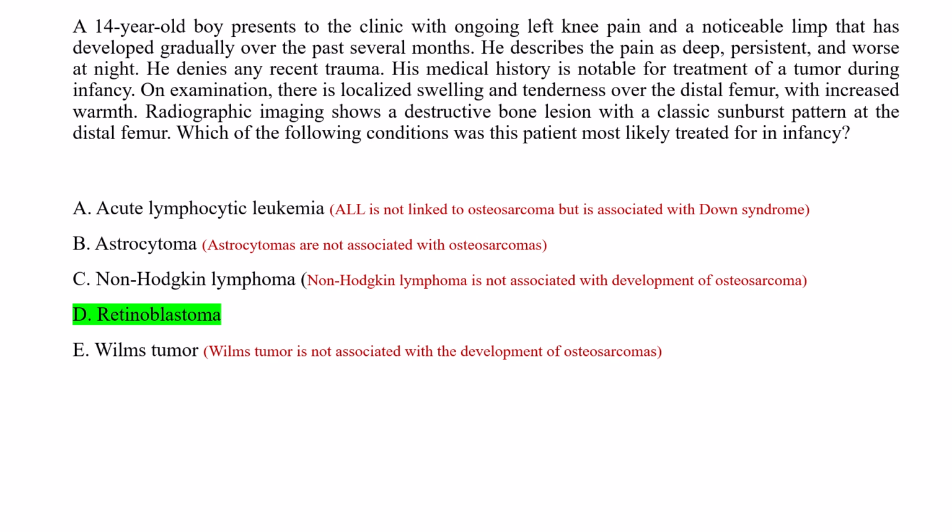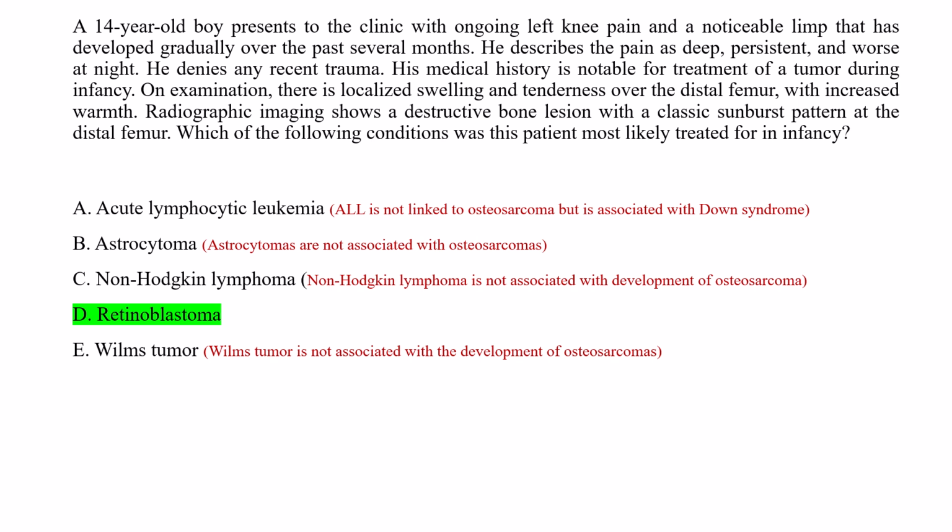Let's have a look at why the other options are incorrect. Option A is incorrect because acute lymphocytic leukemia is associated with Down syndrome. The patient in this question has an osteosarcoma, and there is no clear relationship between acute lymphocytic leukemia in infancy and subsequent osteosarcomas. Option B is incorrect because astrocytoma is the most common primary CNS malignancy of children.